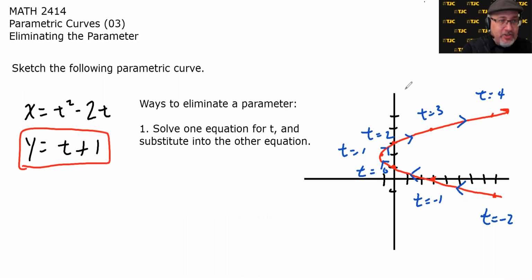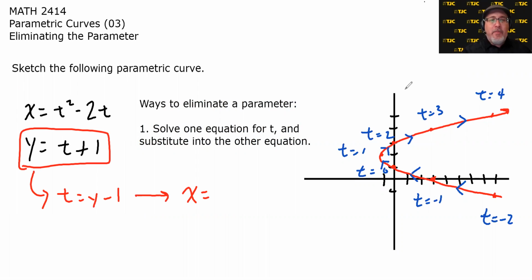If we solve this for t, we'll get t equals y minus 1. And now that we know what t equals, we can substitute that into the other equation. The other equation starts out x equals t squared. But instead of t, we're going to write (y minus 1) squared. And then minus 2, instead of writing t, we're going to write (y minus 1). At this point, we technically have a quadratic equation, but I would like to go ahead and bust open all the parentheses and gather like terms.